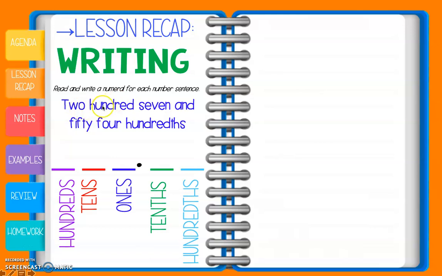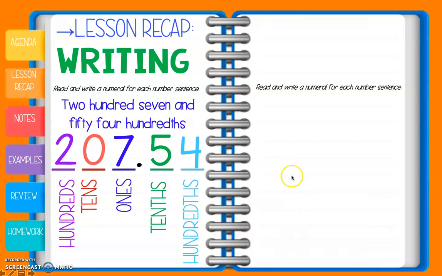So this says 207. So that means there's a 2 in the hundreds. There's a 0 in the tens because it just says 207. So then there's 7 in the ones. So I've taken care of my whole number. My "and" is right here, so I know all of this is going to be after the decimal point. I have 54 hundredths, so I have a 5 and a 4 that ends in the hundredths place. So it should say 207.54. That's 207 and 54 hundredths.